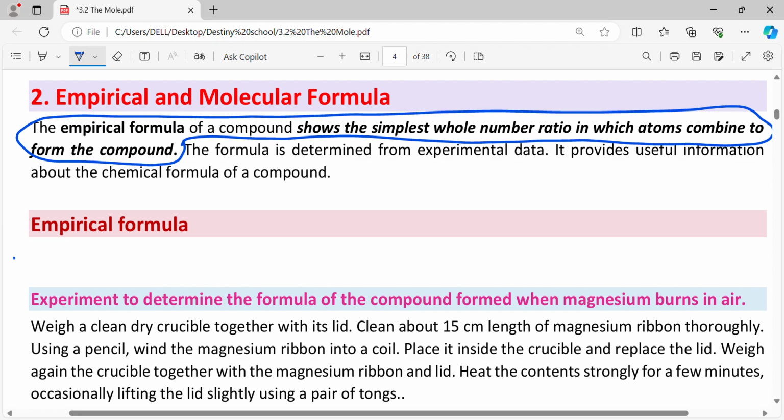Before I read out the definition, first let me show you something here. I want you to have an idea about the empirical formula. There is something called magnesium oxide. We want to write the chemical formula for magnesium oxide. Magnesium is in group 2, therefore it has a valency of 2.